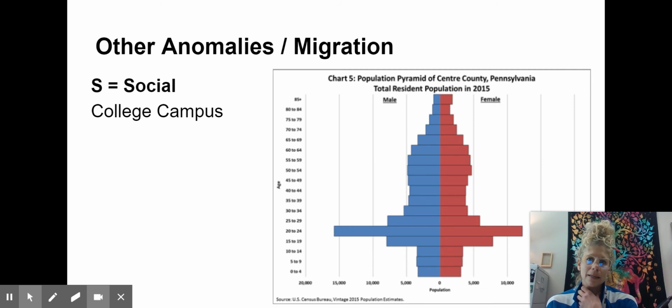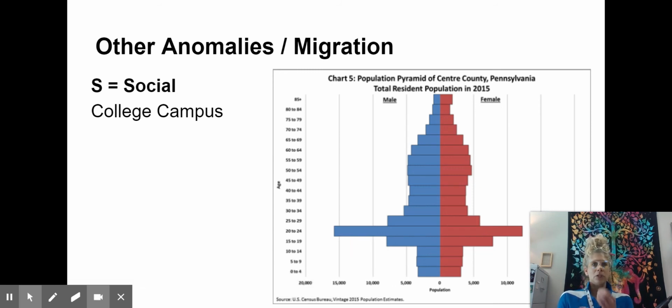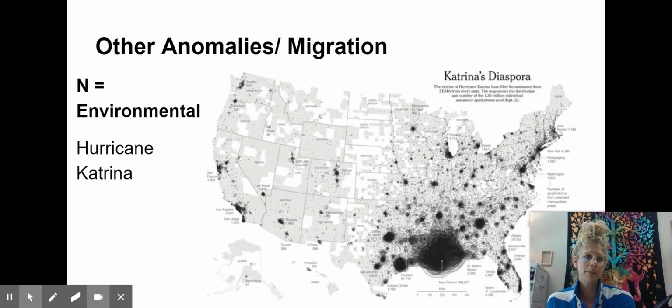All right. The next is going to be a social impact on a population pyramid. This here is a college campus. And so you can see in that vertical cohort group, around 20 to 24 years, you have a huge bulge there. And that's where young people, college students, are going in to this town in Pennsylvania to go to college. And then probably during the summer, that bulge decreases. Okay, so just another example of impacts on population pyramids.